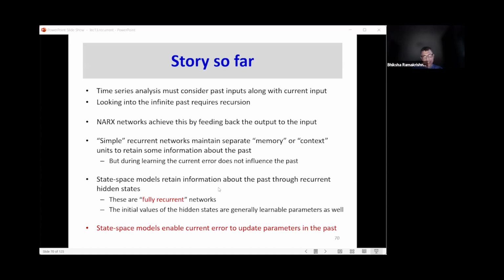State space models retain information about the past through recurrent hidden states. These are fully recurrent networks. The initial values of the hidden states are generally learnable parameters as well, although they may also be fixed. And the nice thing about state space models is that they enable current error to update parameters way back in the past. That's why they are fully recurrent. Any questions? No. Okay.